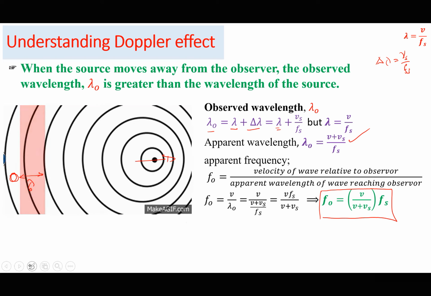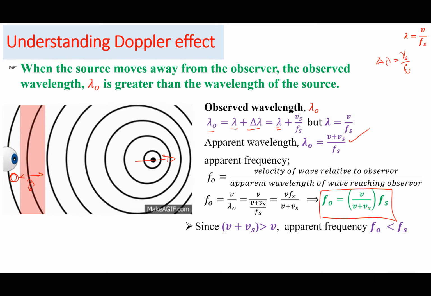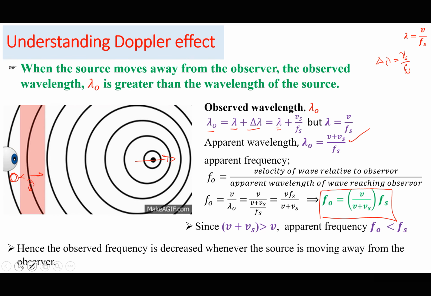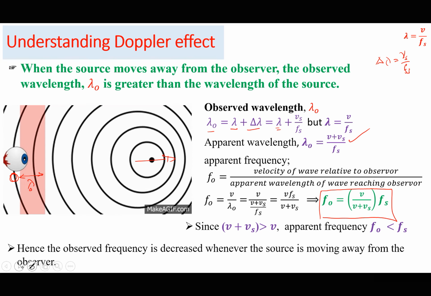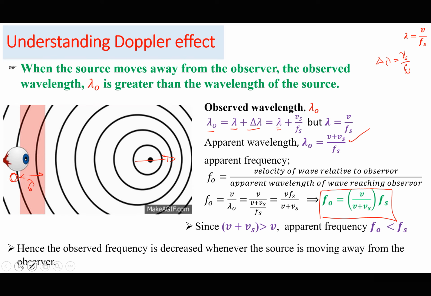Of course, you must be noticing that the denominator this time is bigger than the numerator. In other words, V plus Vs is greater than V. And if the denominator is bigger, it makes this fraction cause F naught to be smaller than Fs. Hence, when the source moves away from the observer, or the observer moves away from the source, the observed frequency is decreased. The observed frequency is decreased whenever the source moves away from the observer.